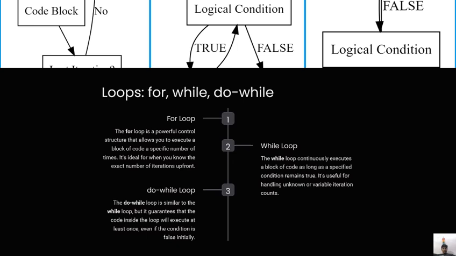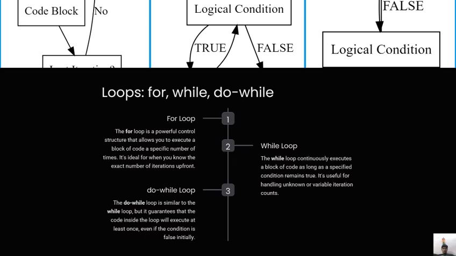Now, what are loops? Loops are of three types: for, while, and do while. For loop. The for loop is a powerful control structure that allows you to execute a block of code a specific number of times. It's ideal for when you know the exact number of iterations upfront. While loop. The while loop continuously executes a block of code as long as the specified condition remains true. It's useful when handling unknown or variable iteration counts.